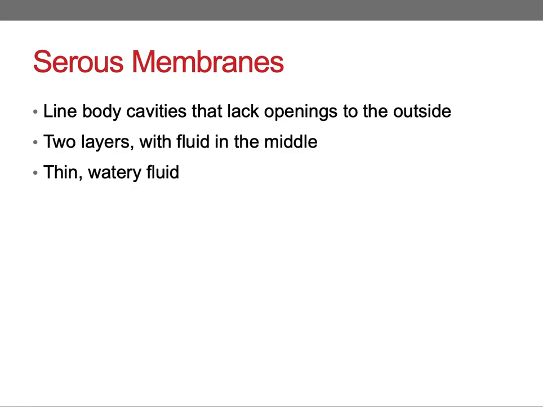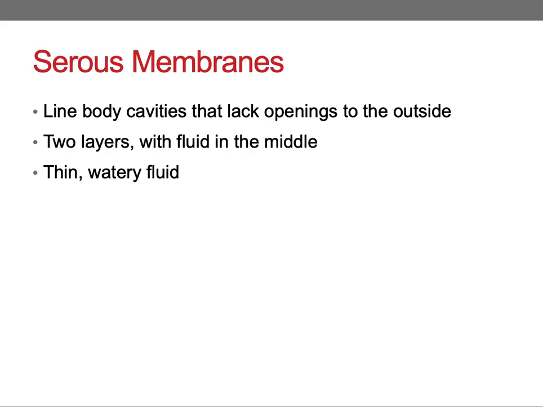Serous membranes line body cavities that lack openings to the outside. So our skin was on the outside and stays on the outside. The mucous membrane is for areas, body cavities, tubes, tunnels, that are inside the body but open up to the outside world. Serous membranes are for cavities that are only internal, so they don't have any openings to the outside.